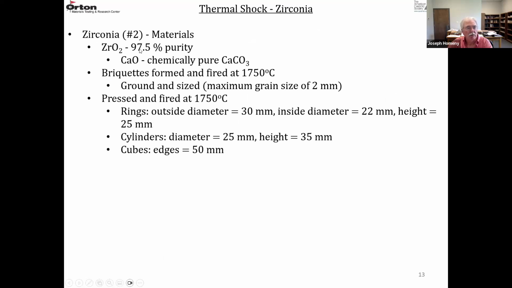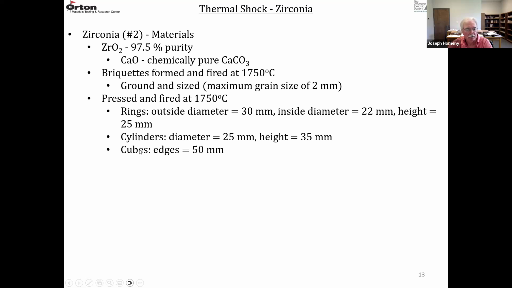So they started out with a zirconia of about 97, 98% purity, and they stabilized it with a chemically pure calcium carbonate. Similar to what they did last time, they formed pellets or briquettes by pressing these powders. They sintered at 1750 degrees C, and then they ground and sized these materials, keeping the maximum grain size about 2 millimeters. Those powders were repressed and fired again at 1750.